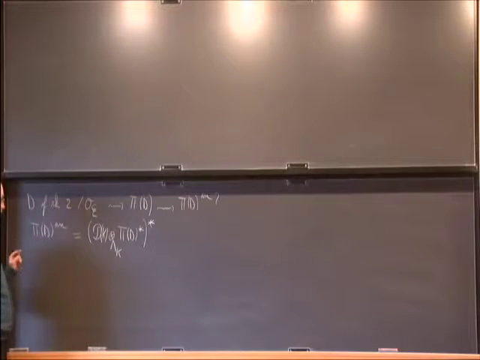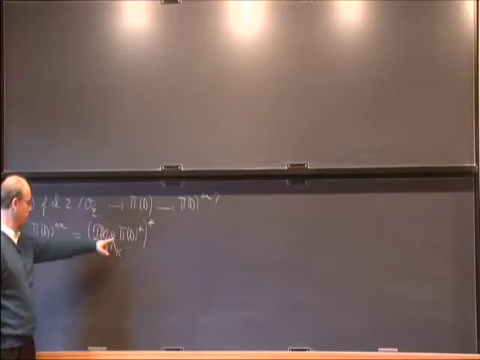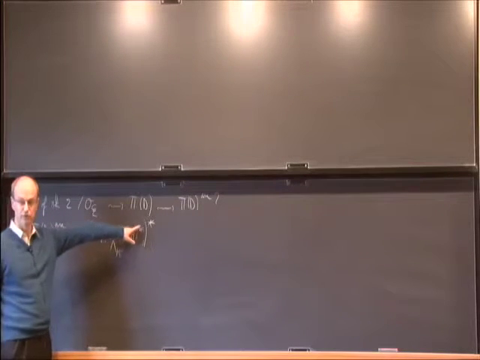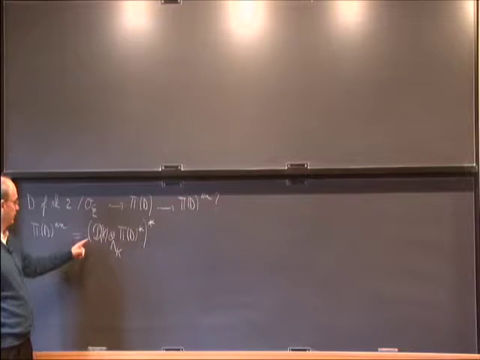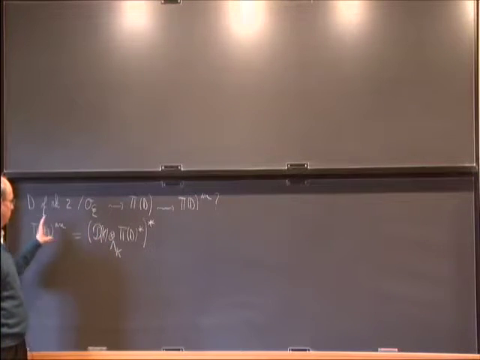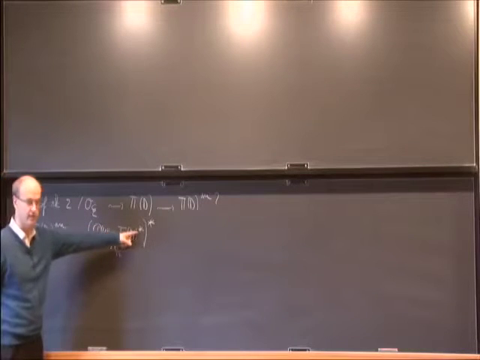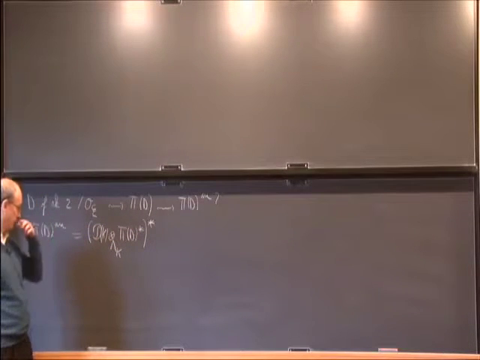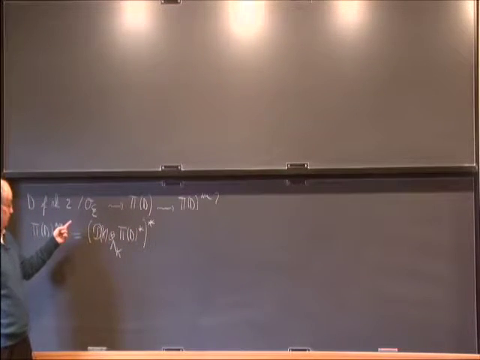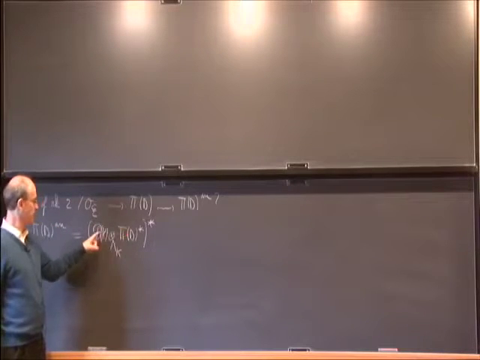So another way to say it is that if you take an element in pi of D, which is going to be the dual of pi of D dual, then it is locally analytic if and only if it extends as a continuous linear form on this space.